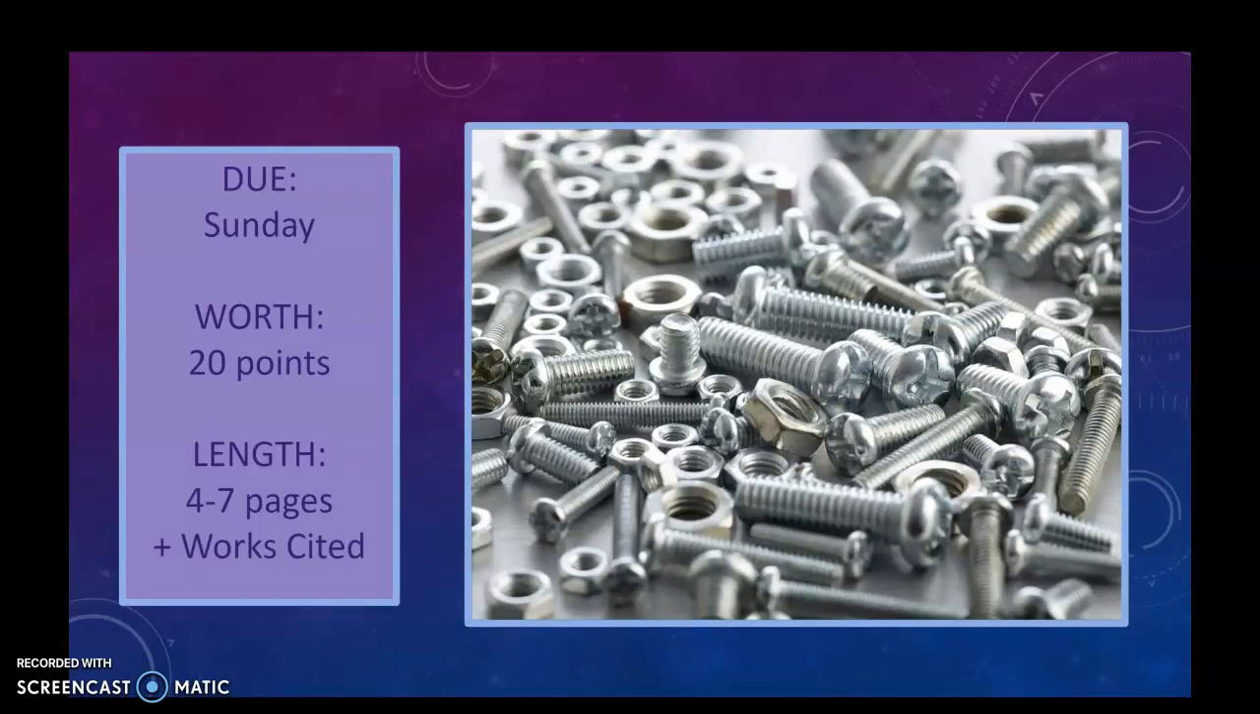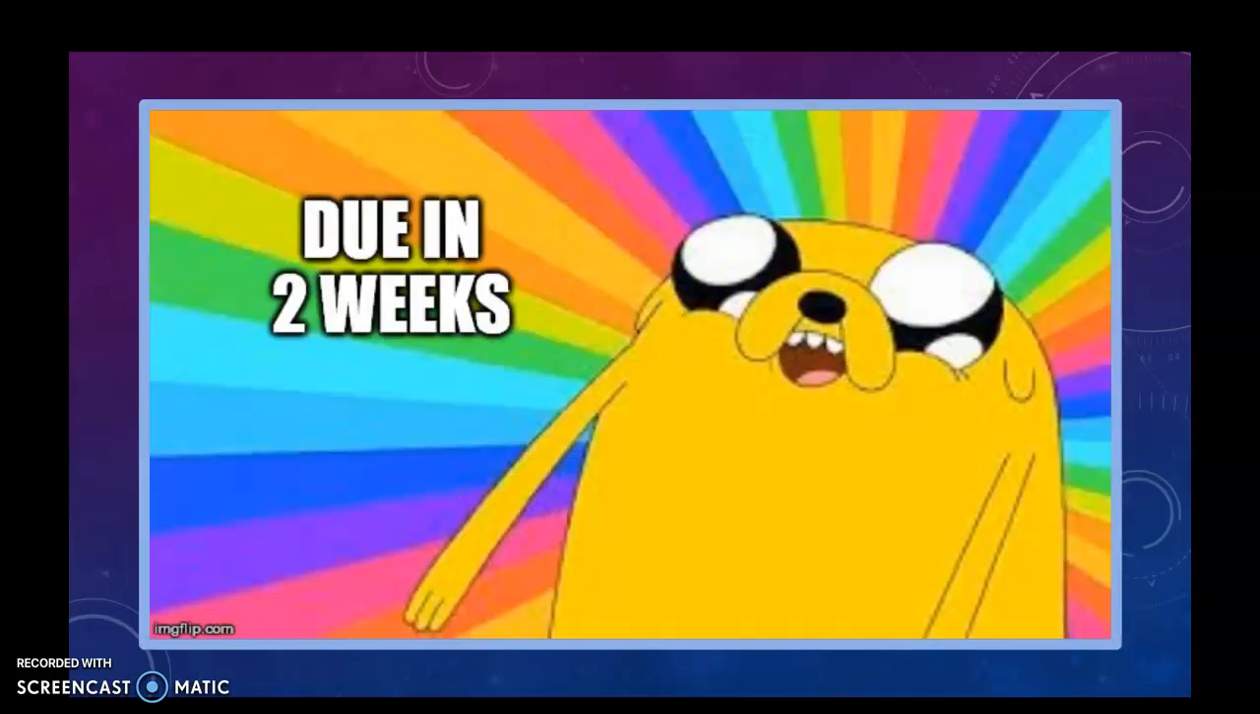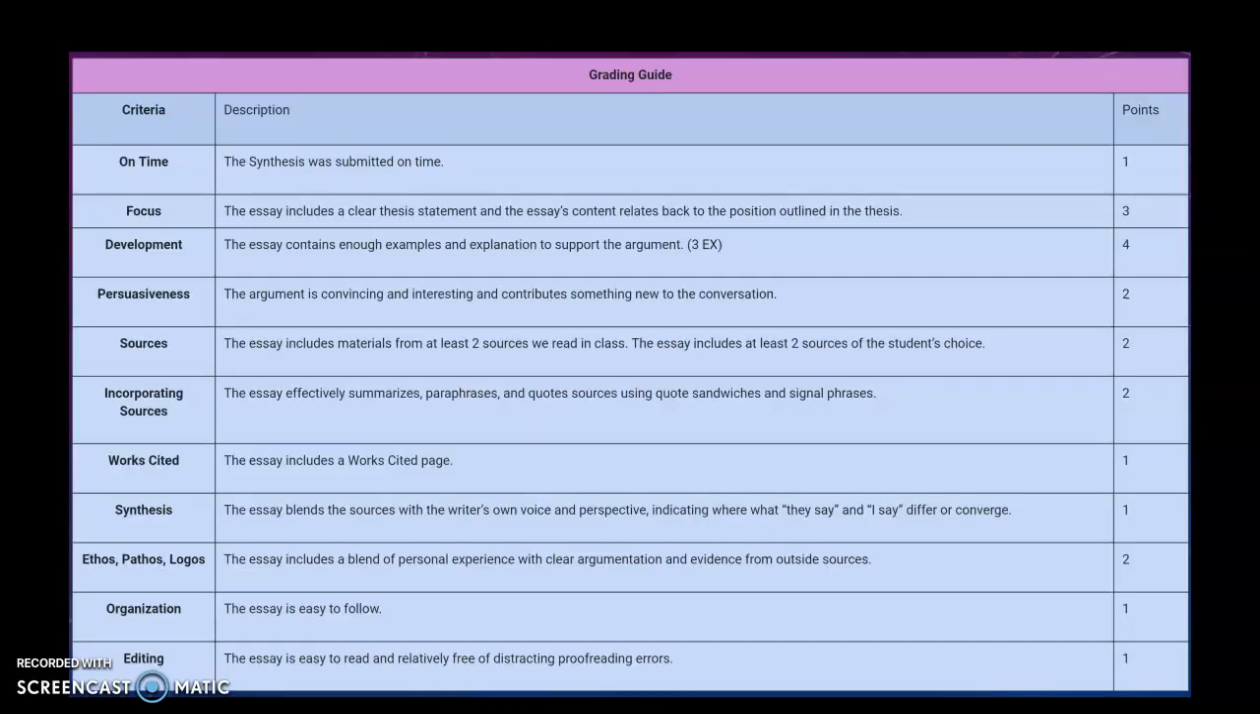Nuts and bolts for the synthesis is that it's due next Sunday, not the coming Sunday, but the Sunday after this Sunday. It's worth 20 points. The length should be between 4 to 7 pages, and then you should have a works cited page on top of that. And you read that right. You get 2 weeks to work on this paper. It's a little longer, so you get a little more time.